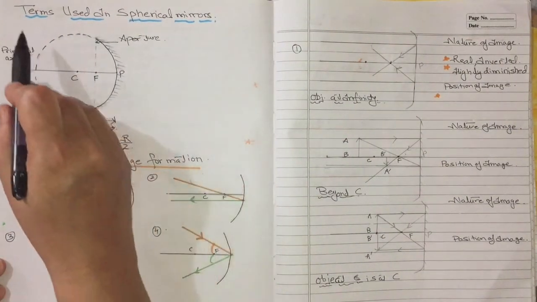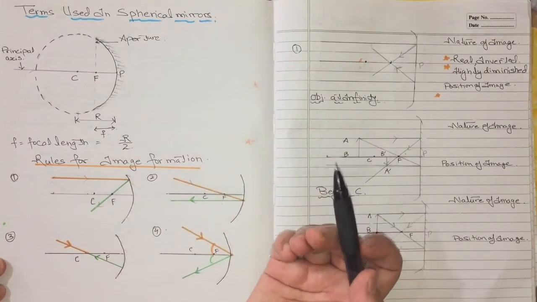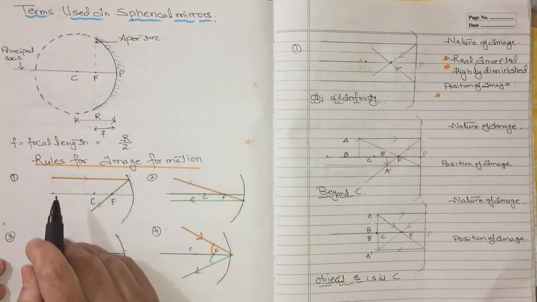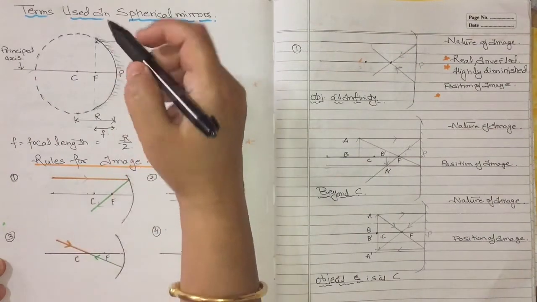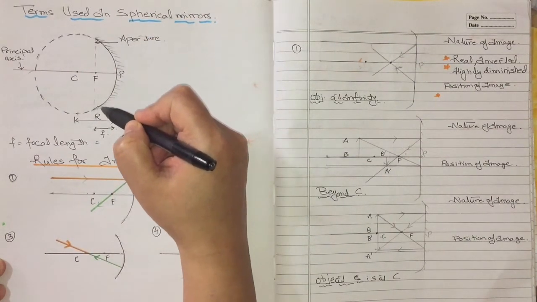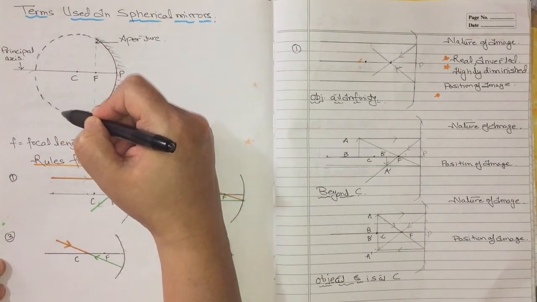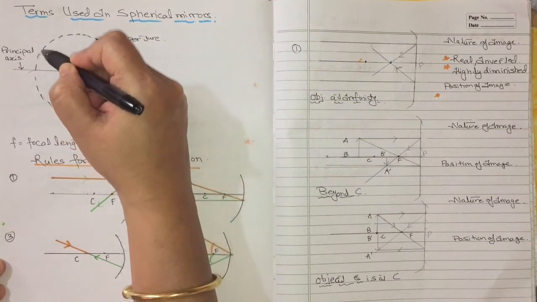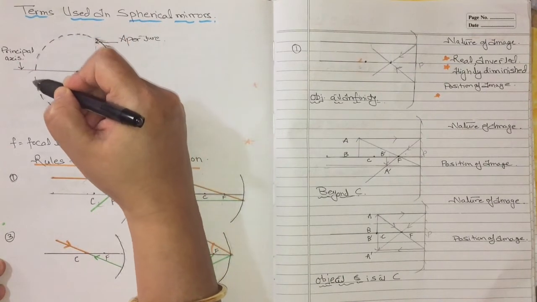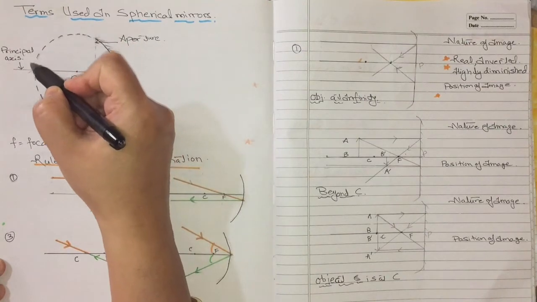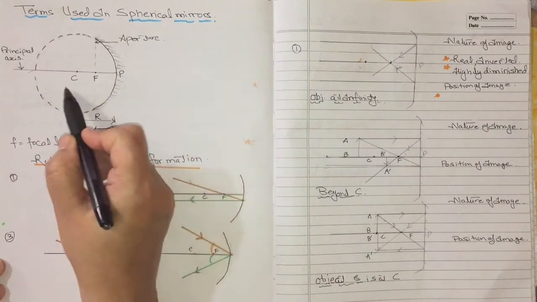Now let's do the terms used in spherical mirror. Here we know that a spherical mirror is a part of a hollow sphere. See, I have taken only this part of a mirror. So if I just continue with this, you can see that it is a part of a hollow spherical thing. Clear? So let's complete it and then we can understand these terms very well.